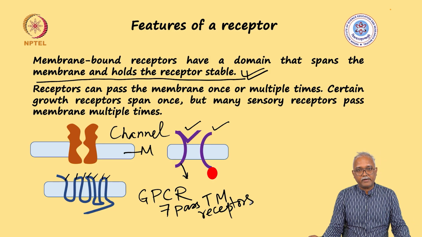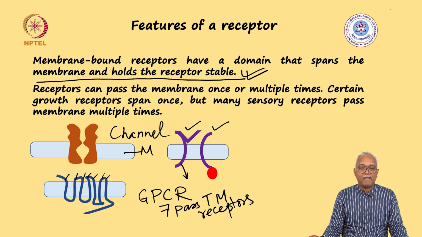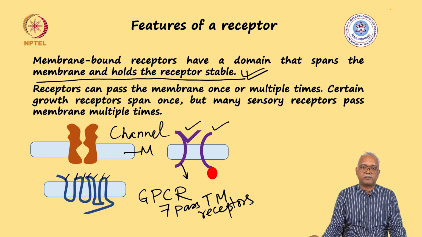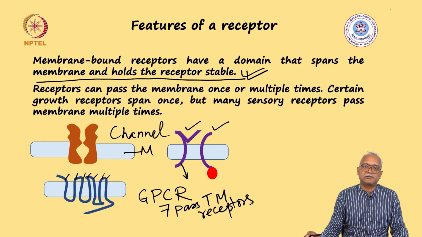So every receptor which is present on the membrane waiting for a signal to bind has unique features, but what we understood is that there is at least an extracellular domain where it can bind to the signal, and an intracellular domain where it can bind to effector molecules or signaling molecules, and definitely a membrane spanning domain.